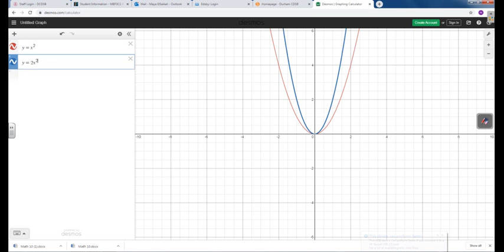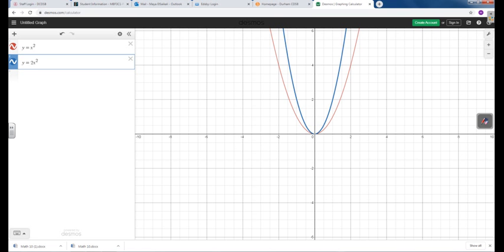So y equals 2x squared is my blue graph. Can you describe the difference between the red graph, which is my original graph, and y equals 2x squared? It's skinnier. Which one's the original one? The original one is the red one, and the blue one is y equals 2x squared. So you see that the blue one is skinnier, right?